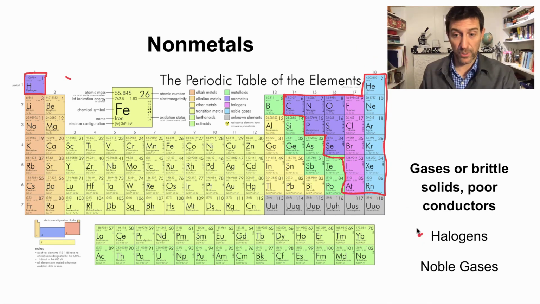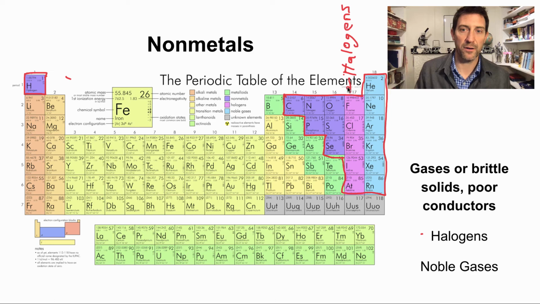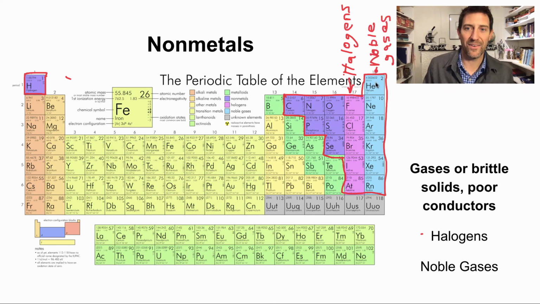We're going to label two of these. We're going to label the halogens and the noble gases. These are the halogens, this group right here, group 17, and these are the noble gases right here, that group. Sorry about the handwriting. They're called the noble gases because they don't interact with anything else on the periodic table.